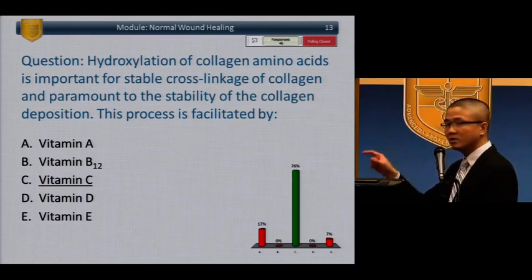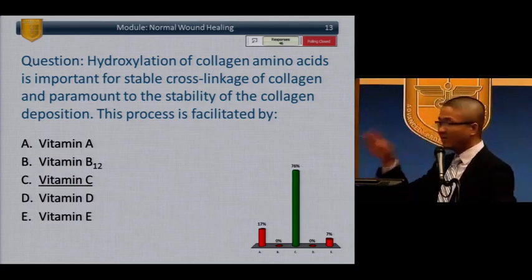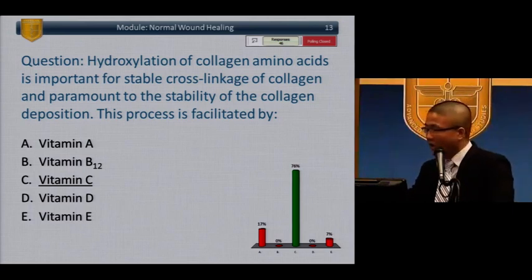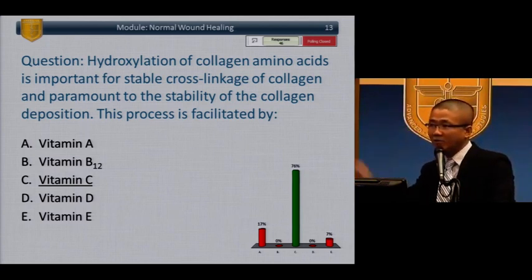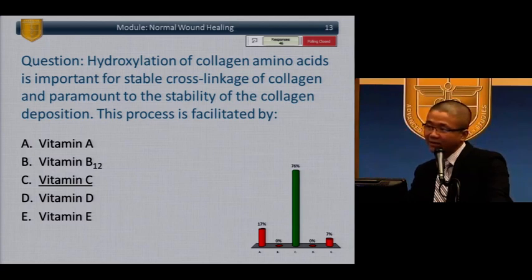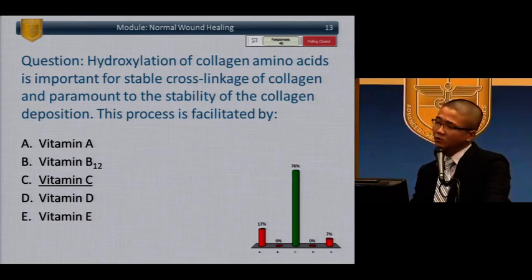But you know that the collagens themselves, if left to their own, will just kind of lay down every which way, right? It's not until they're cross-linked by a hydroxylation process that is vitamin C dependent that they become strong. That gives our soft tissues their tensile strength.